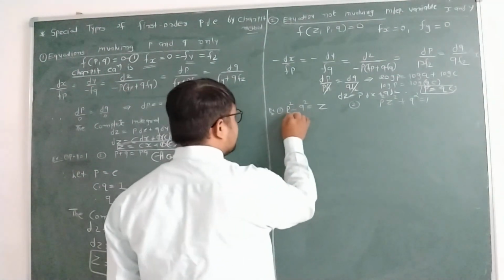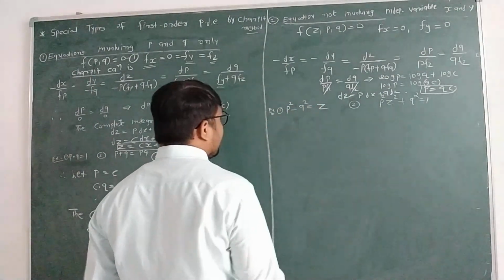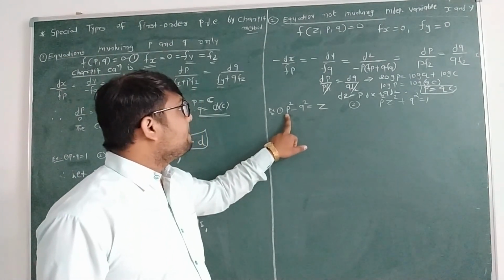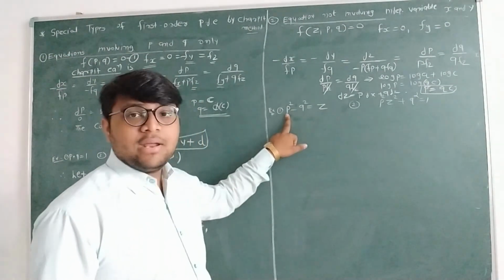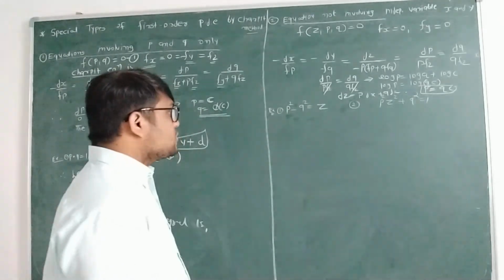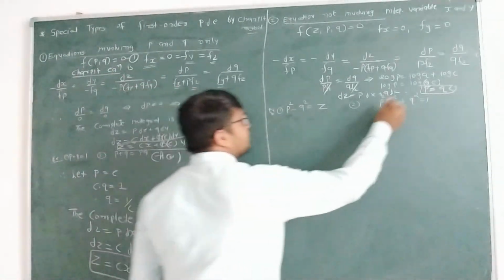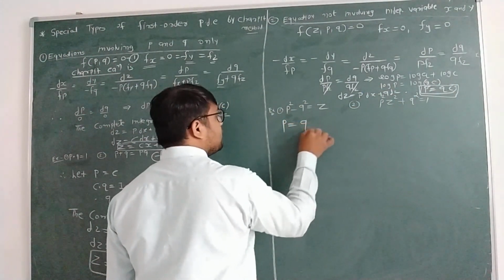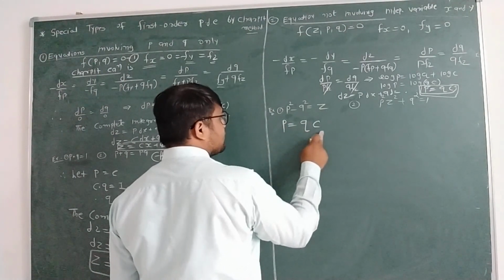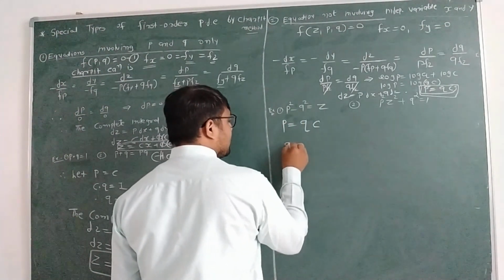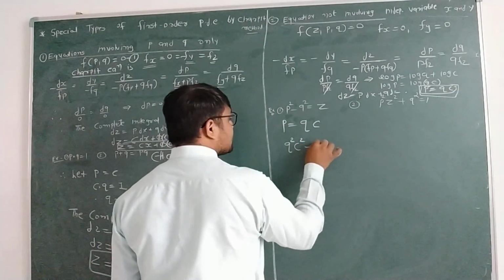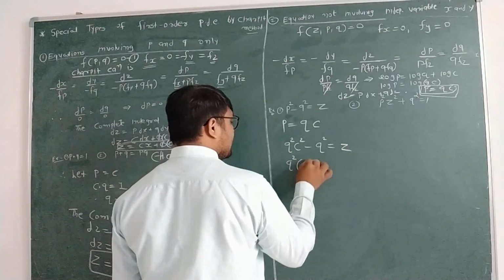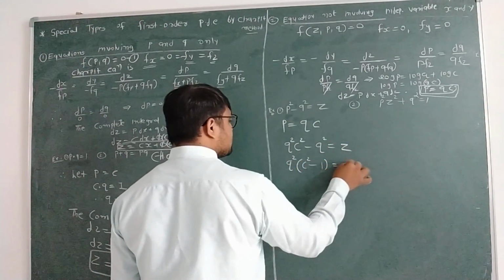Here the example is p² - q² = z. Here you can say that this first order PDE does not involve the independent variables x and y. Therefore the solution is p = cq. So put p = cq in this equation. So we get c²q² - q² = z. Taking q² common, we get q²(c² - 1) = z.